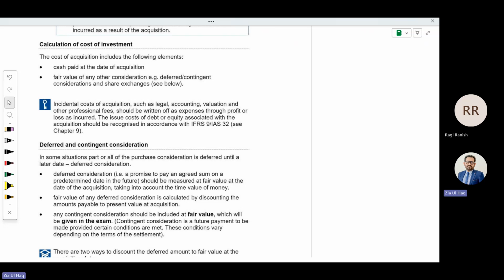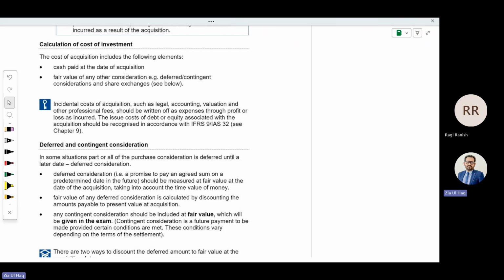Let's move towards one more topic that is called calculation of cost of investment. How can we calculate cost of investment? Cost of investment means fair value of consideration paid. Sometimes we pay a one-time amount to acquire subsidiaries. Sometimes we say, okay, we are paying 100,000 now, and the remaining 50,000 we will pay after 3 years.